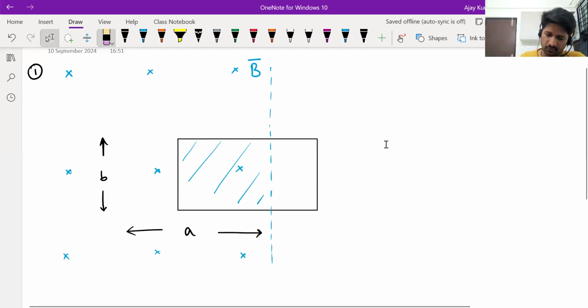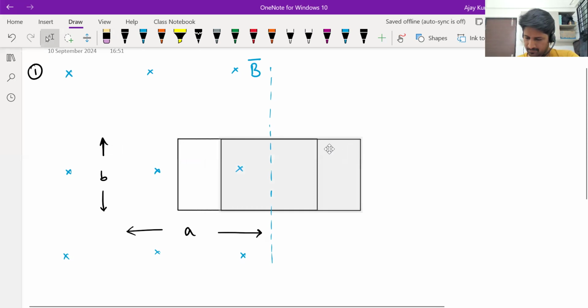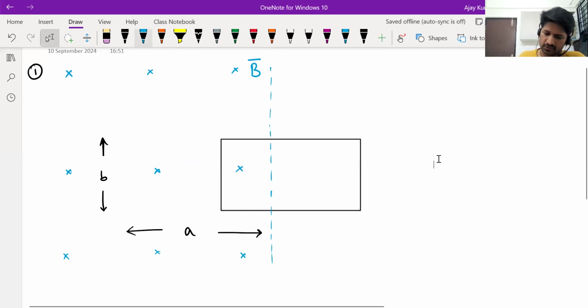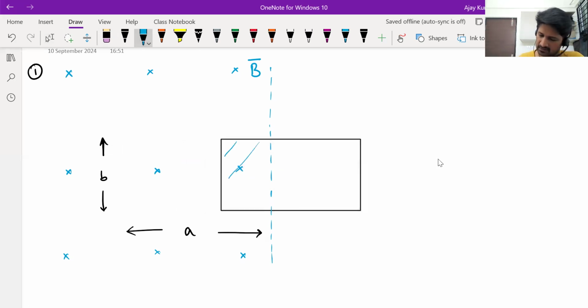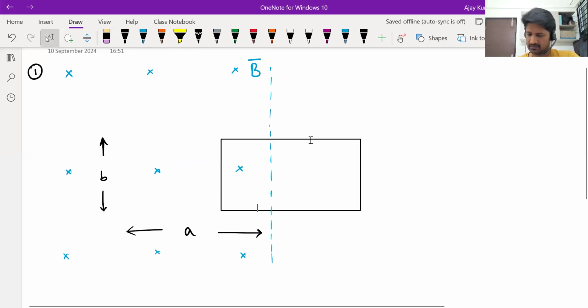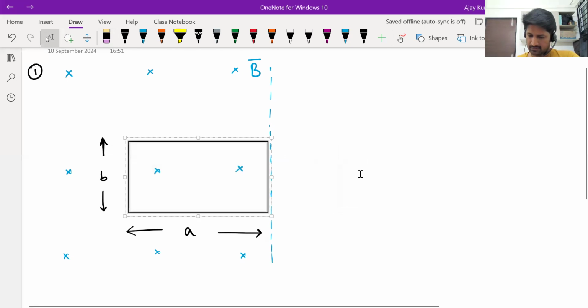And as the rectangle moves out further, when it comes to this position, there is an even lesser area through which the field lines are passing. So the number of field lines passing through that rectangle decreases. Okay. Is this clear to all of you? Did you all understand why the flux through this rectangle changes? Okay.